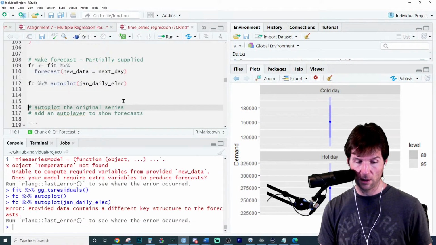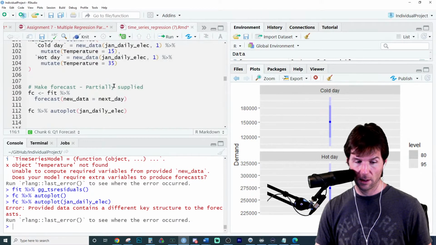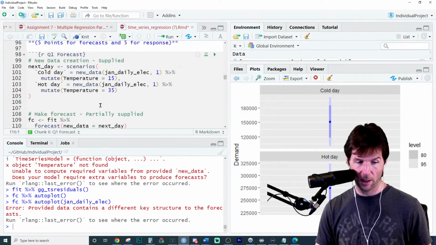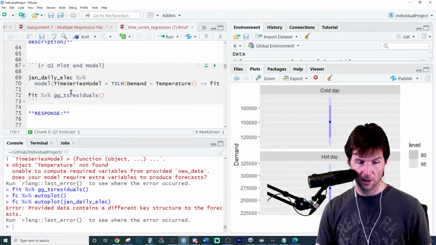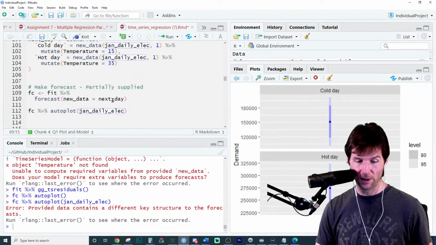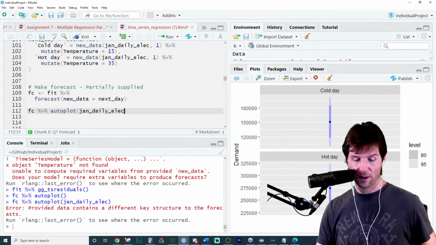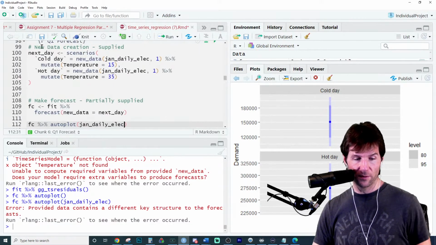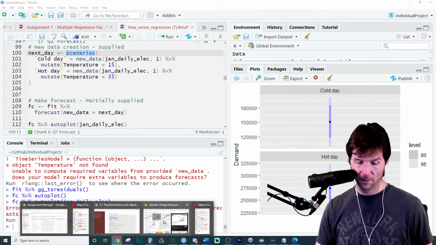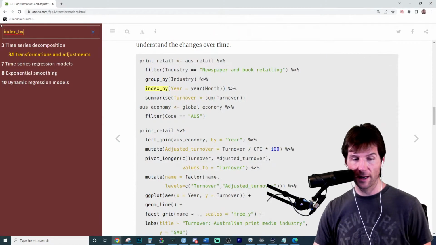And it's Jan Daily Electric. It's not the right data, is it? It's mad about something. Let's go ahead and look. Jan Daily Electric. Oh, we're going to do the book way of doing it, aren't we? Yep, I think we are. So there are the forecasts. That doesn't look so pretty. He does a way of doing this. Let's go to the book again and grab the data.